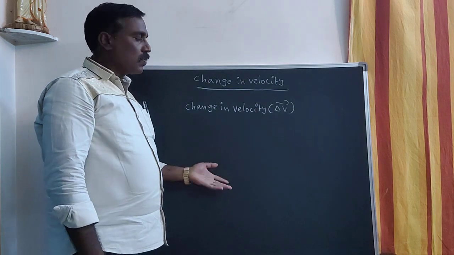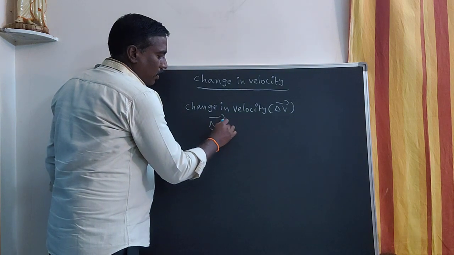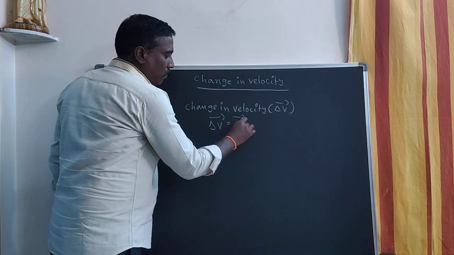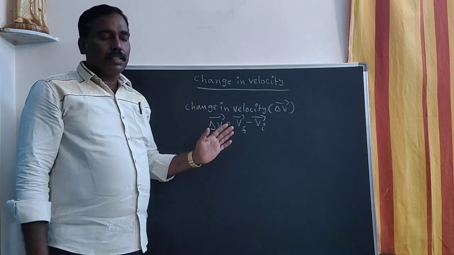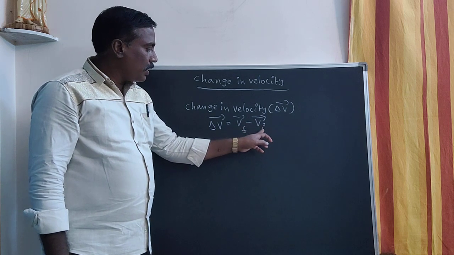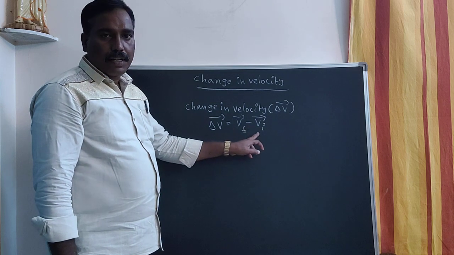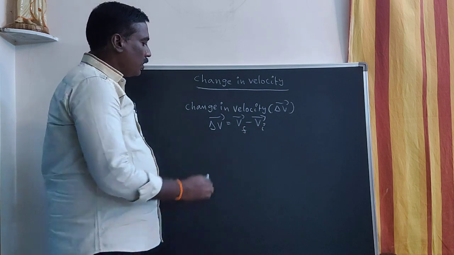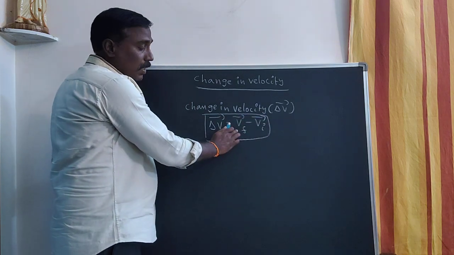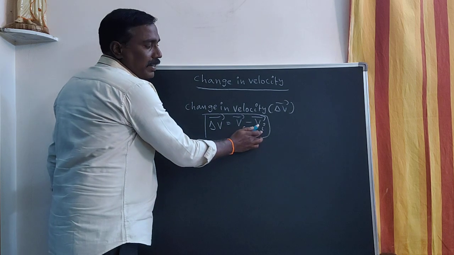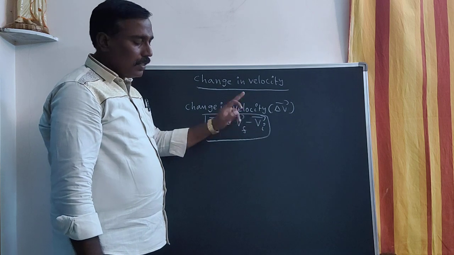Velocity is a vector quantity, so change in velocity is also a vector quantity. Delta V bar is equal to V final bar minus V initial bar. Change is always found by subtracting the initial velocity from the final velocity. This is known as change in velocity.